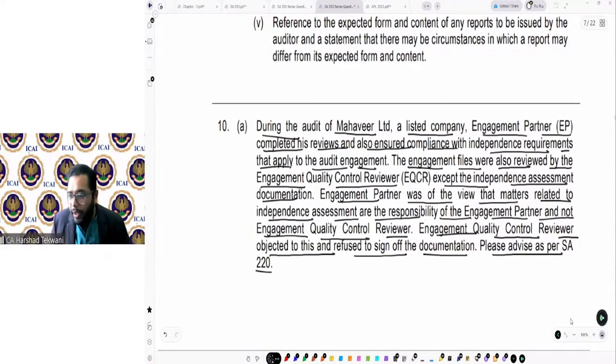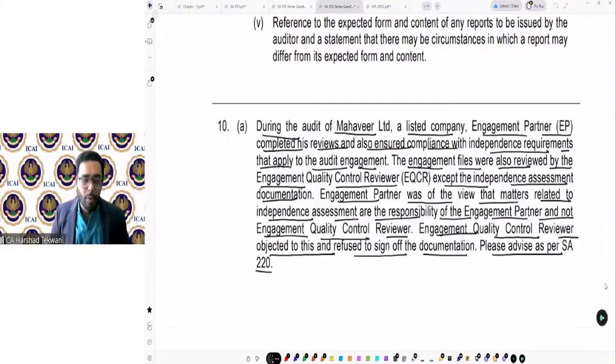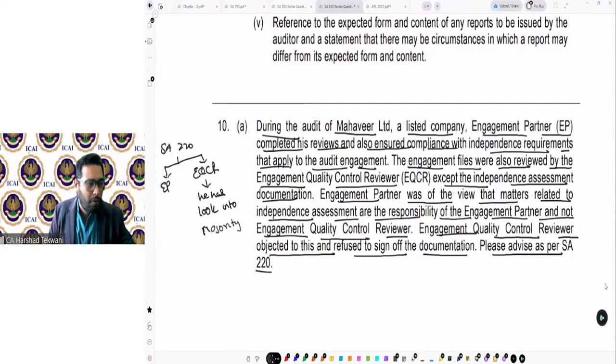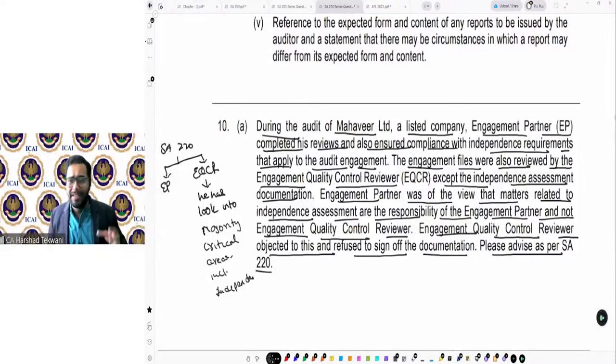SA 220 talks about two responsibilities. One is the responsibility of the engagement partner. Second is the responsibility of the engagement quality control reviewer, where there is one. For a listed company, an engagement quality control reviewer is mandatory. We saw that. Where there is an engagement quality control reviewer, he has to look into the majority of the critical areas, including independence. When I say critical areas, he is required to review critical estimates, critical decisions, and professional judgments that have been made.